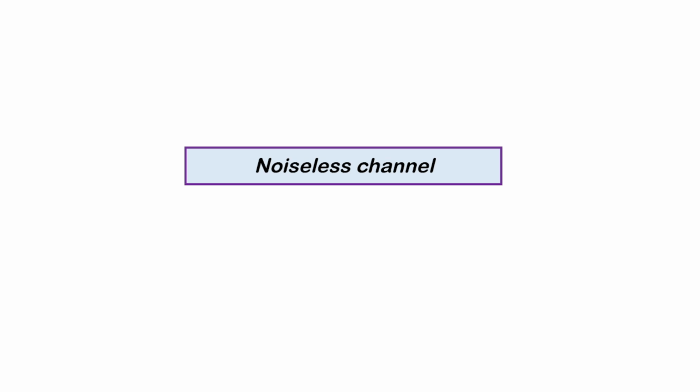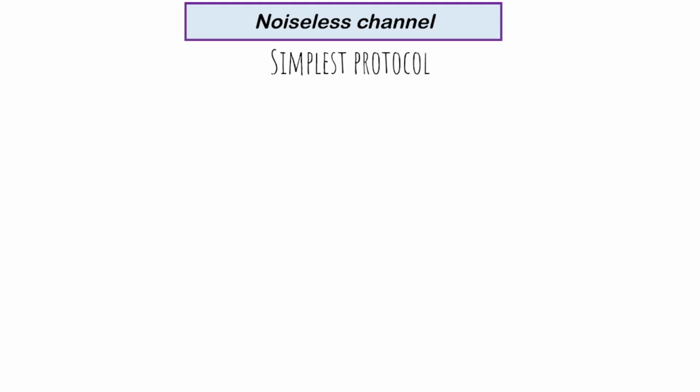In a noiseless channel, we are assuming two things. First, there is no packet or acknowledgement lost. And the second is no noise is added on the packets that are being sent. Let's see the first protocol in the noiseless channel, that is the simplest protocol.